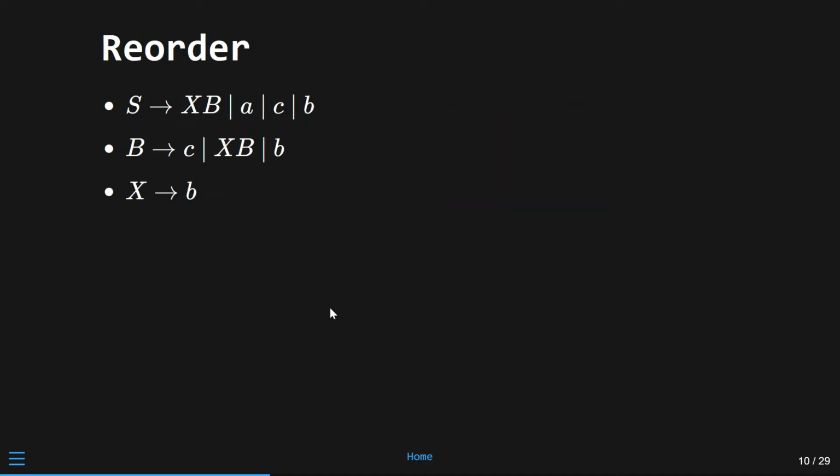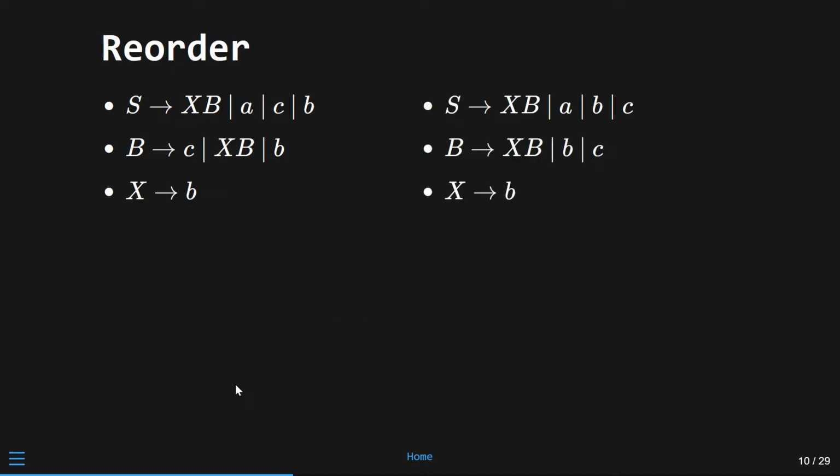Okay. So I'm just going to reorder these, and I'm going to reorder them as so. S can become XB, A, B, or C. B can become XB, B, or C. And X can become little b. That's all. And so this is a Chomsky normal form grammar. Now, there was one error in this derivation that could have affected the entire thing, and I could not fix it in a short amount of time, so I'm not going to try to do so.